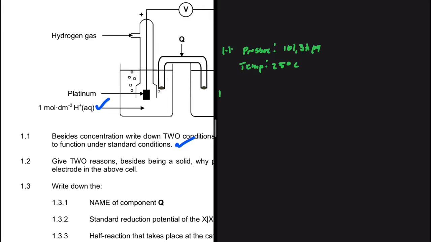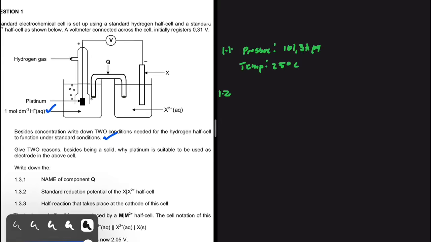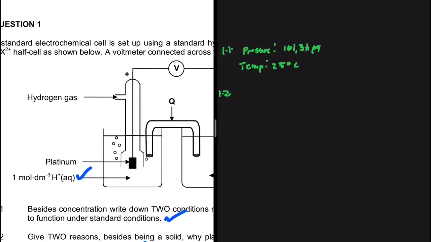Let's go ahead and take a look at 1.2. Give 2 reasons, besides being a solid, why platinum is suitable to be used as an electrode in the above cell. So as you can see here, where there is hydrogen gas, platinum is used as an electrode. Let's talk about why that is so. Hydrogen gas, as the name says, is a gas, and we need our electrode to be a solid.